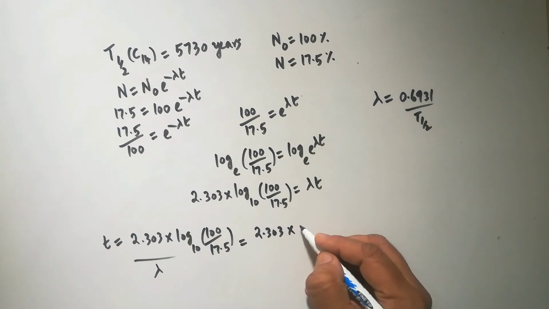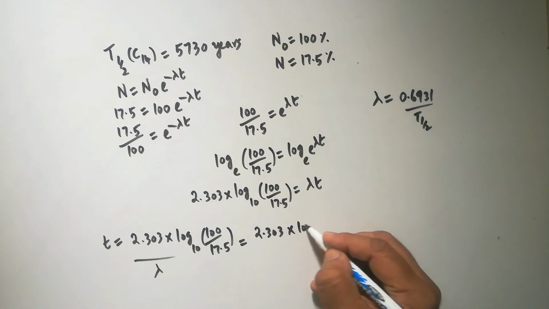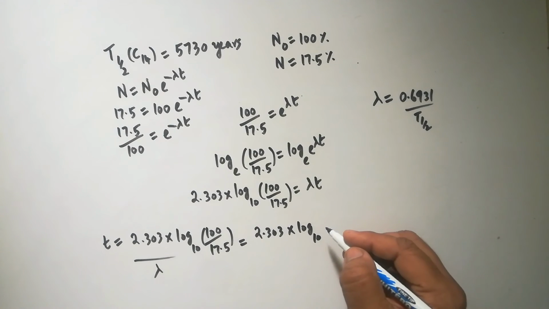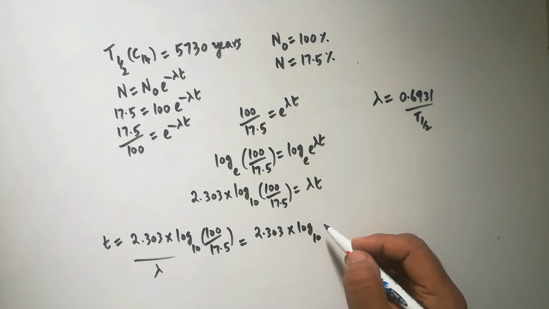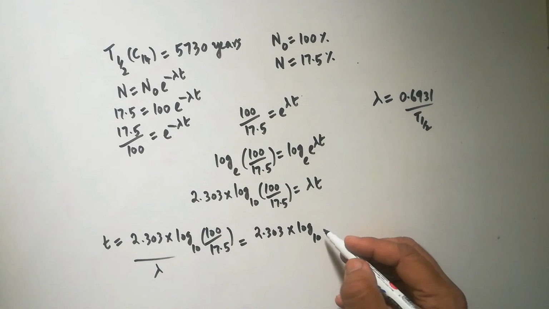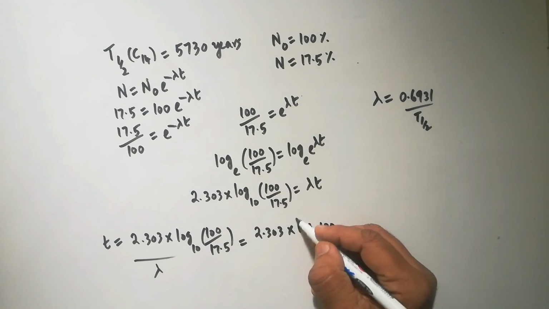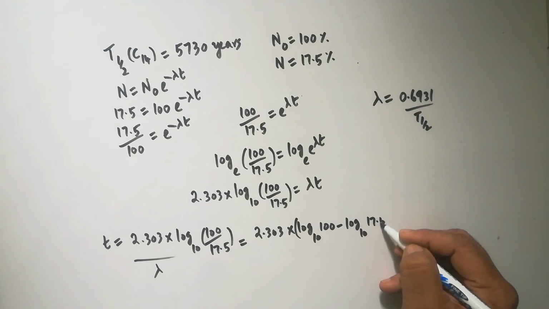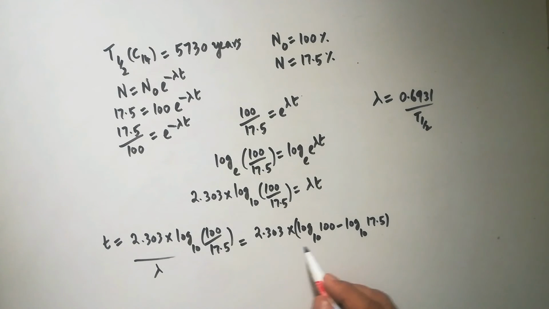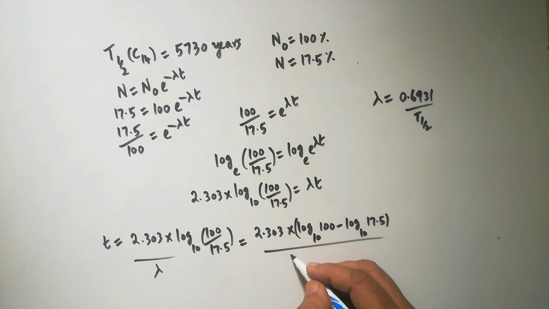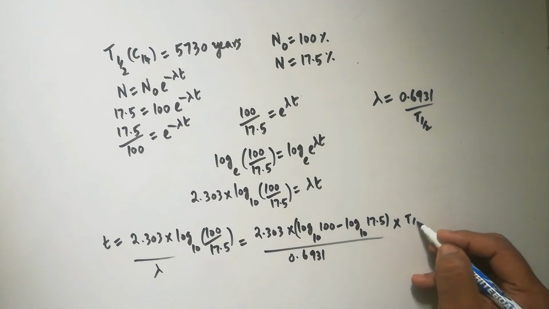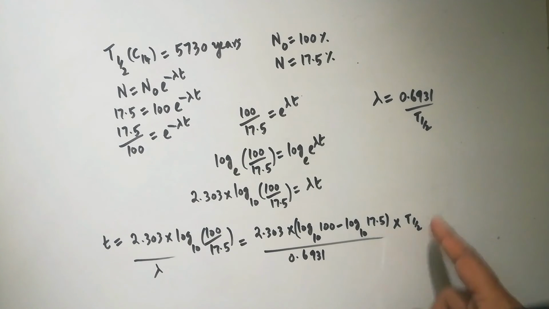2.303 into log to the base 10. So we know the logarithmic formulas, and here we can use the log formula. Log to the base 10 of 100, and in bracket, log to the base 10 of 17.5 can be written. Are you clear? So the whole is divided by this formula: 0.6931 divided by T half. Instead of writing T half, this can be written at the top.